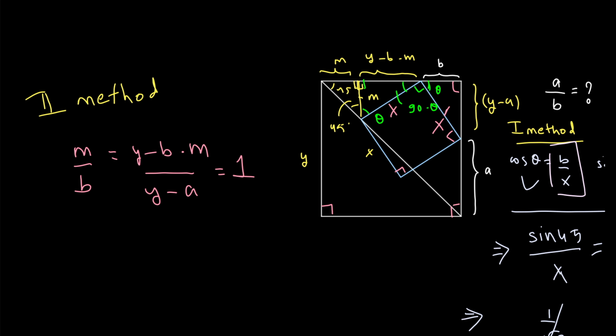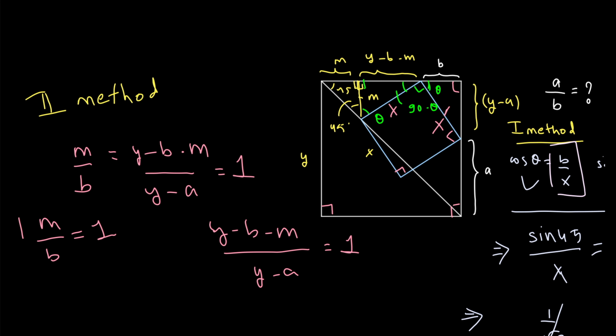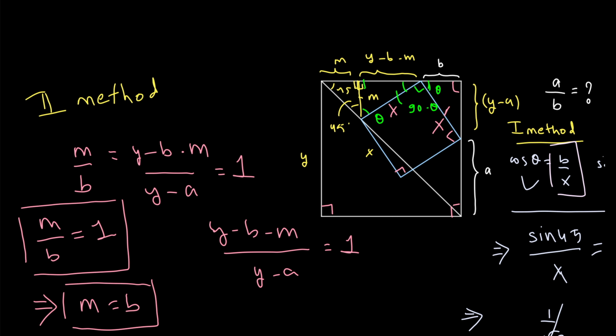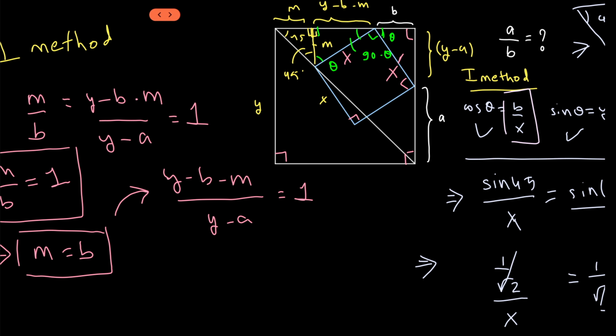Okay, now as this thing is equal to this thing equal to this thing, I can say that m upon b is equal to 1 and y minus b minus m divided by y minus a is also equal to 1. Okay, now by solving this particular equation, I can get that m is equal to b. So here we have got the value of m, that is equal to b. So let us go ahead and put this value of m in this particular equation. There is only one m present over there. So this equation will now turn out to be y minus b equals y minus a.